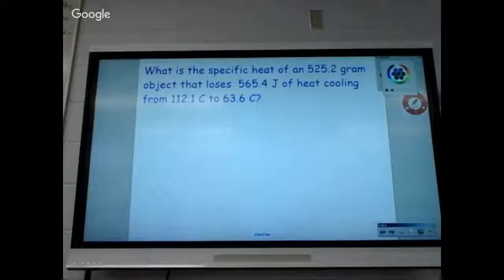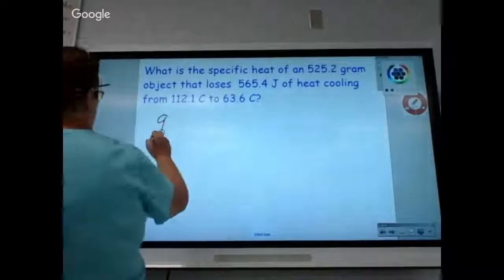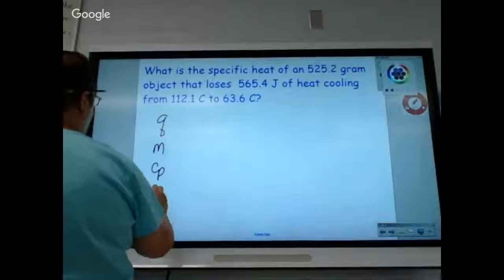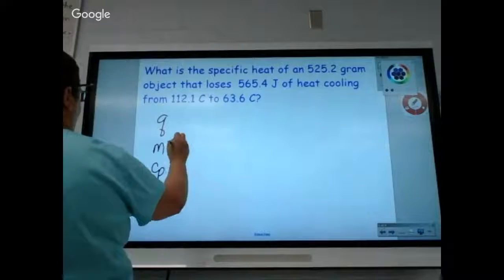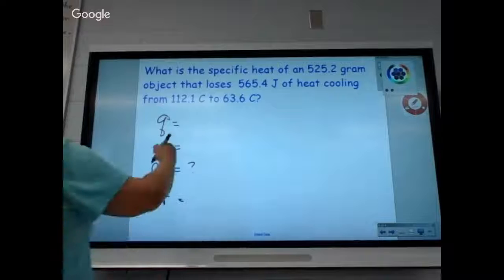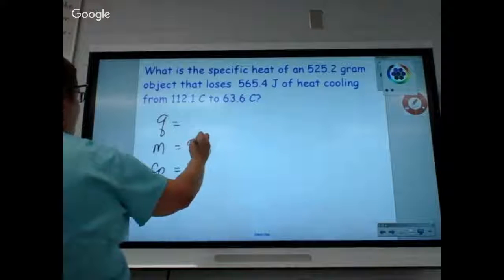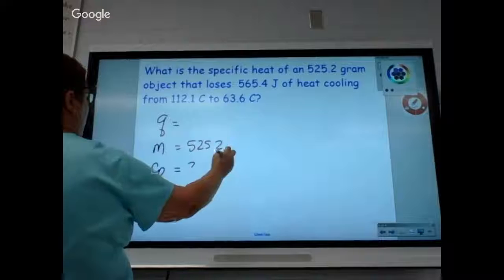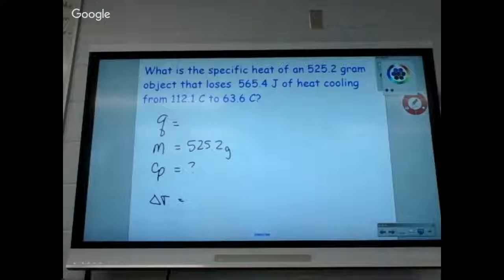All right, let's try this one. I don't think we have time necessarily to write it down and solve, so let's just solve. All right, what are we solving for here? Specifically, which variable are we solving for if we're looking for specific heat? Cp. All right, so we're solving for Cp this time. So what do we know? The mass is 525.2. And what else do we know? Q. Q is what? 565.4.